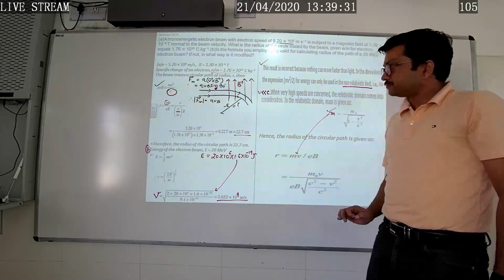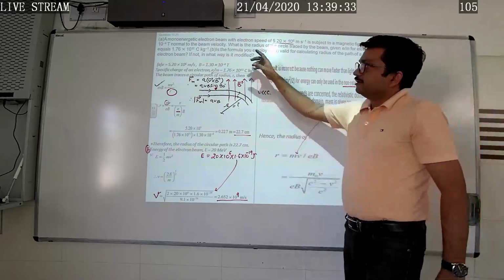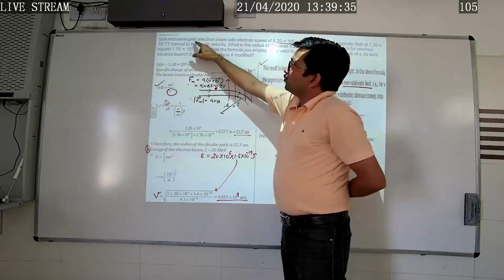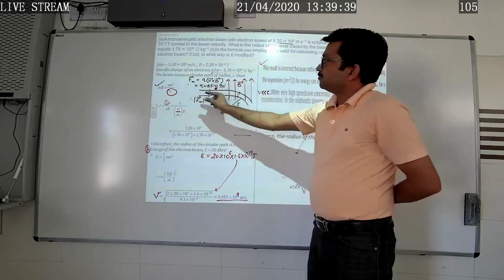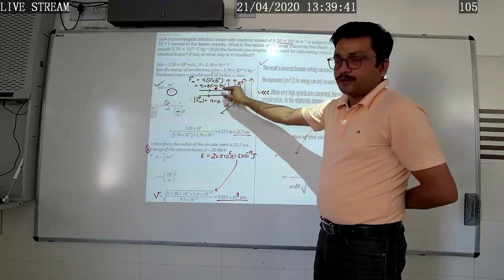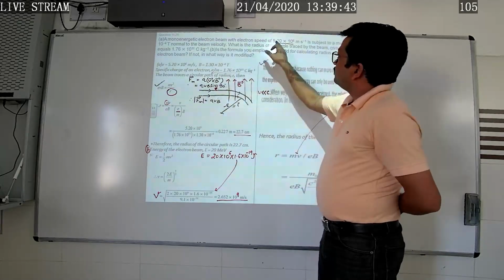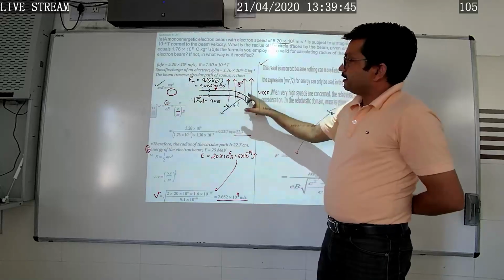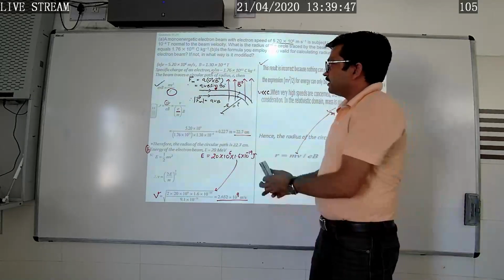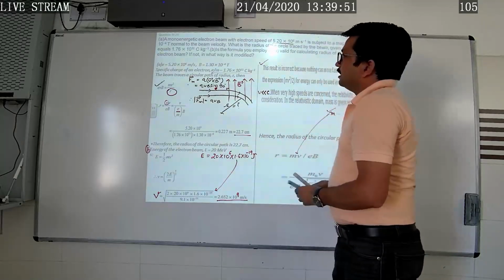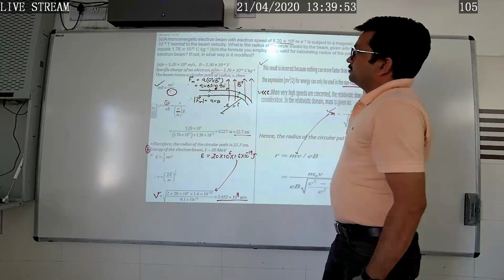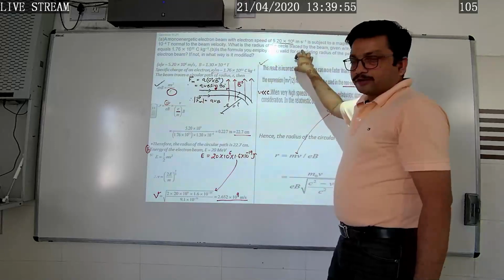You got the point? Once again I am repeating. The question was a monoenergetic electron beam with the electron speed of this much. This is the monoenergetic beam of electrons. The speed is given to us. It enters the magnetic field region, which is acting at 90 degrees, perpendicular to the speed of the electron. The value of the magnetic field is given. What is the radius of the circular path traced?